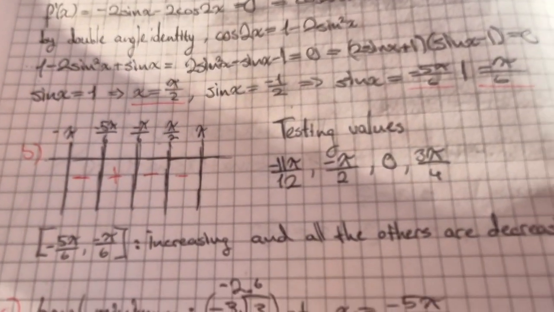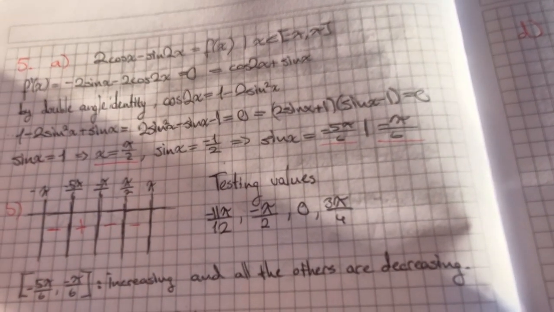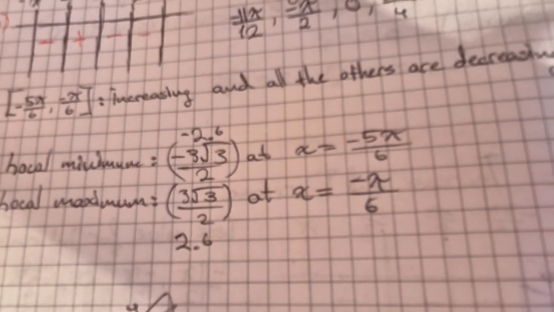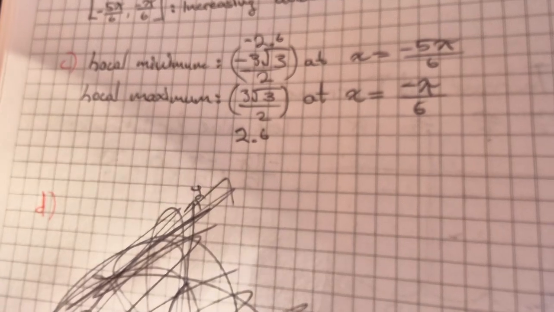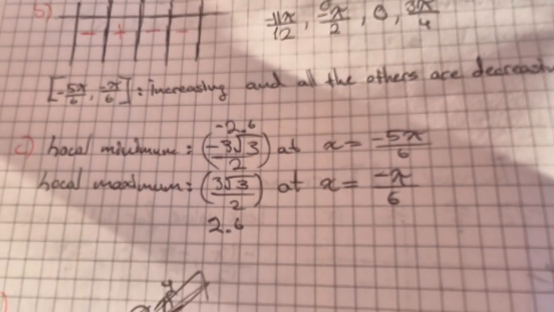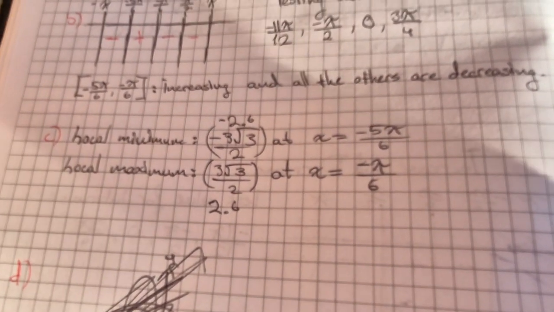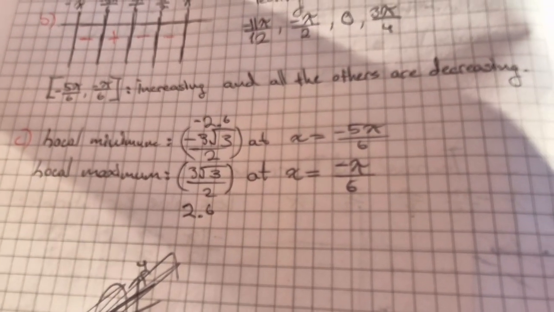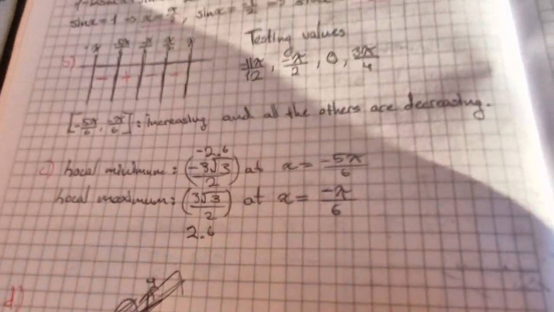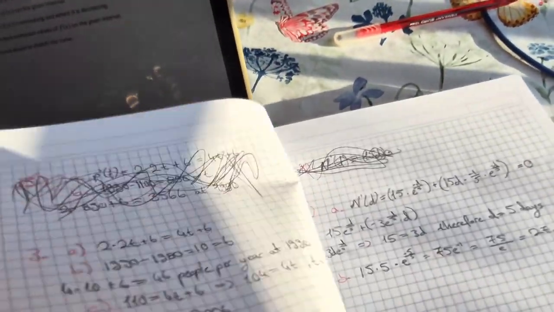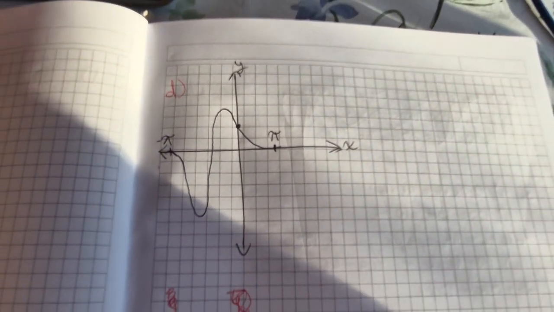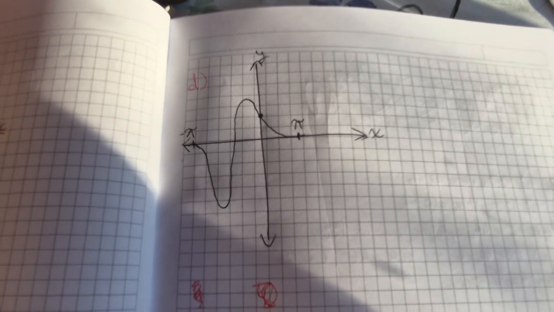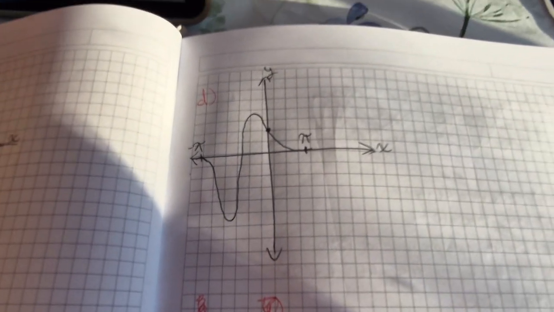Then in part C, it asked for local maximum and local minimum. It required a lot of calculations, so I just did them by calculator. These were the answers: local minimum at minus 5π divided by 6 and local maximum at minus π divided by 6. And for the graph, this is what I drew. I tried to make it by looking at the given information and also used a little bit of GeoGebra.